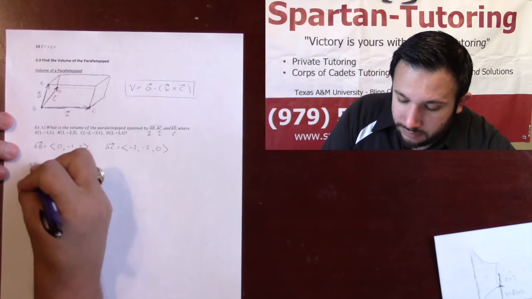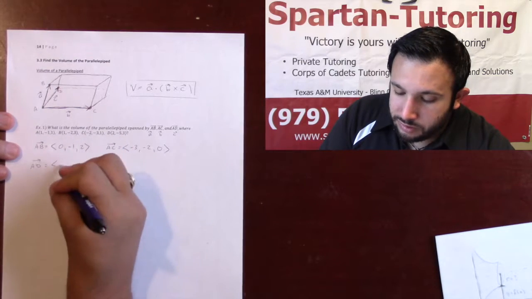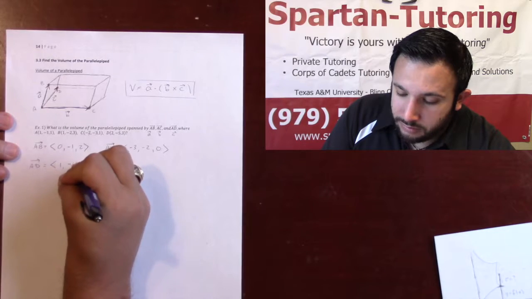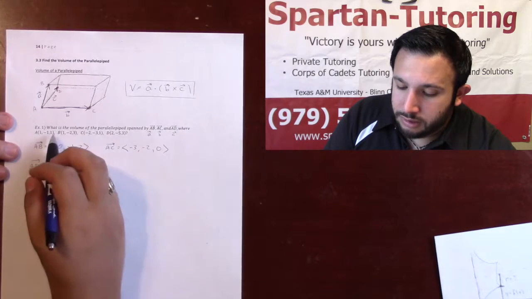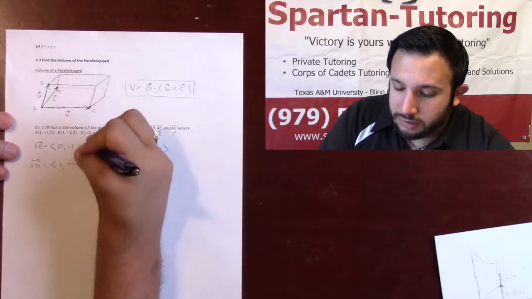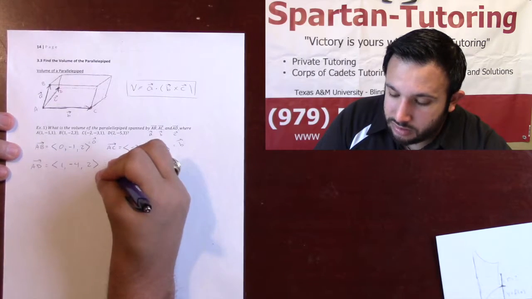Finally, the vector AD, it's again tip minus tail. 2 minus 1 is 1. -5 minus -1 is -4. And 3 minus 1 is 2. Cool. And now that I have these 3 vectors, we'll call this vector A, this vector B, and this vector C.